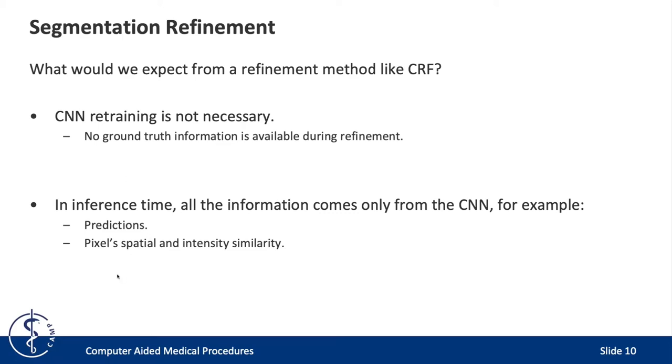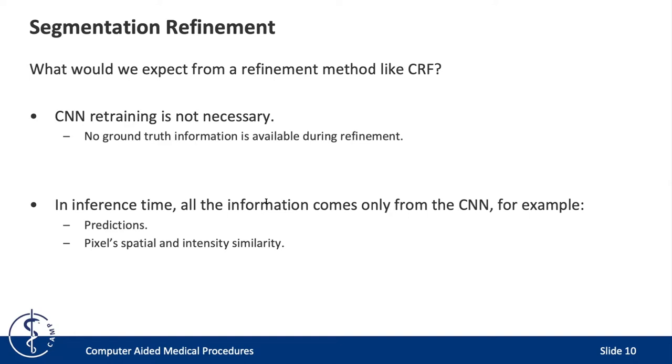Also, as I mentioned, this should be a post-processing step. That means that it works in inference time. And all the information that we are going to use, because we don't have anything, only the input and the CNN, should come from these two points. It should come from the CNN itself and from the input volume that we are processing.